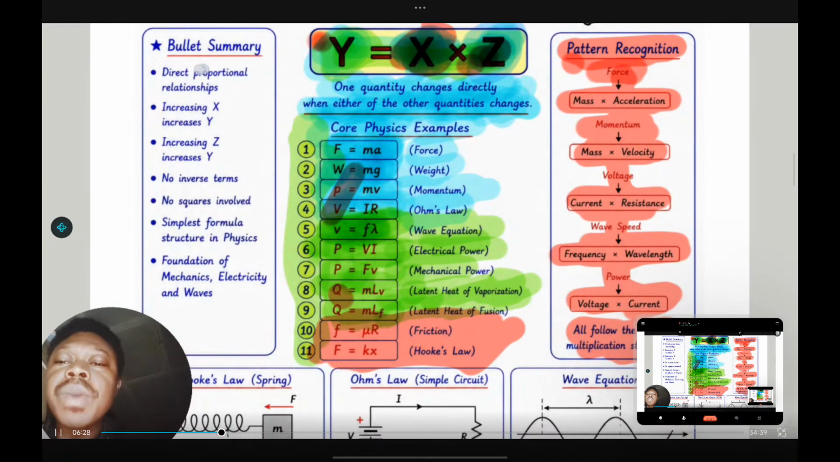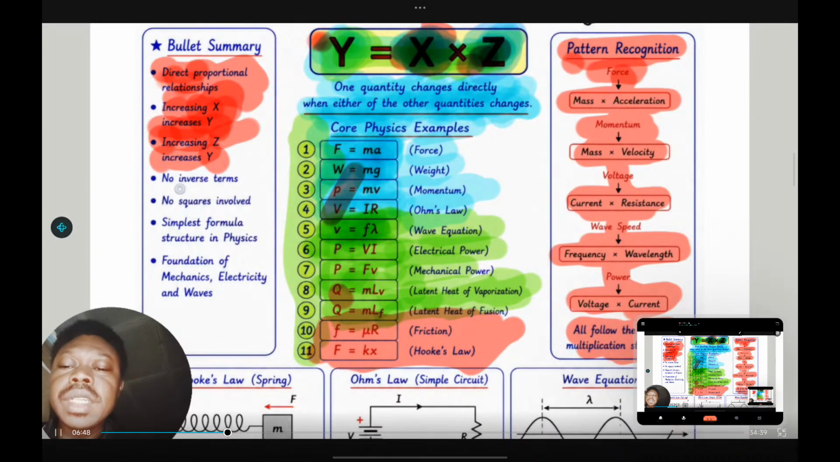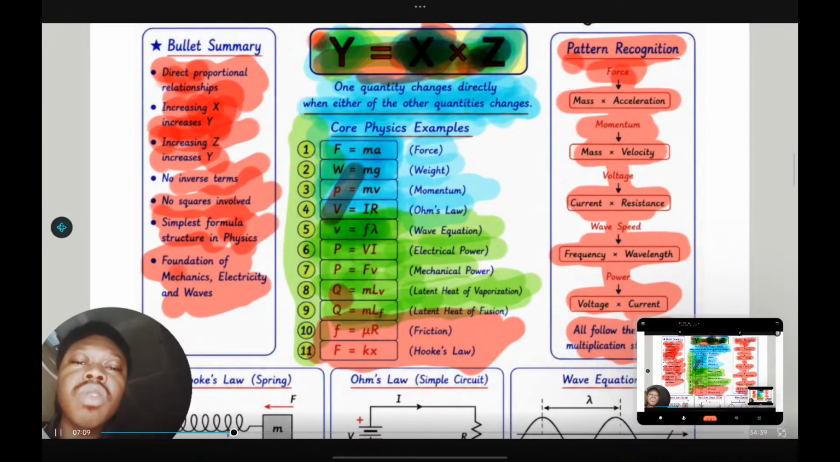Is that clear? So here is a bullet summary of what you should be able to recognize. Direct proportional relationship. Increasing x increases y. Likewise, increasing z increases y. No inverse terms, take note of this. And then no squares involved in this particular structure. The simplest formula structure in physics is this particular structure. Take note. Then the foundation of mechanics, electricity, and waves are gotten from this structure.